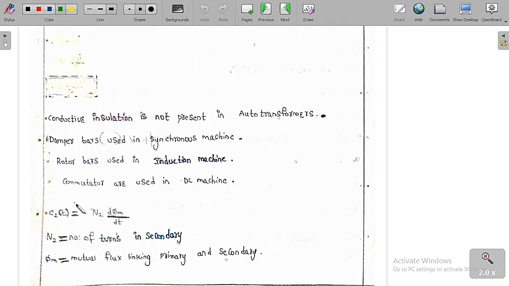The magnitude value is given by Faraday's law, whereas the negative sign is given by Lenz's law. So this equation is the combination of both Faraday's law and Lenz's law. Whatever EMF is produced, it is going to oppose the cause.